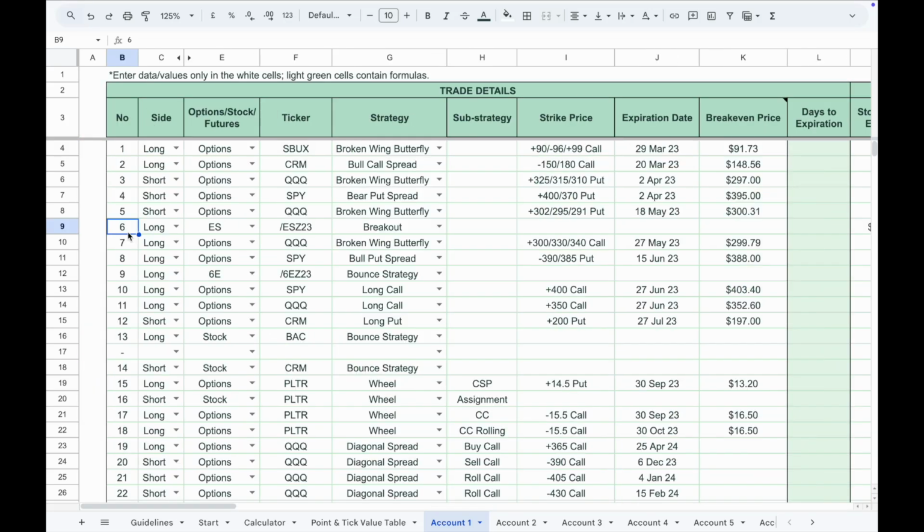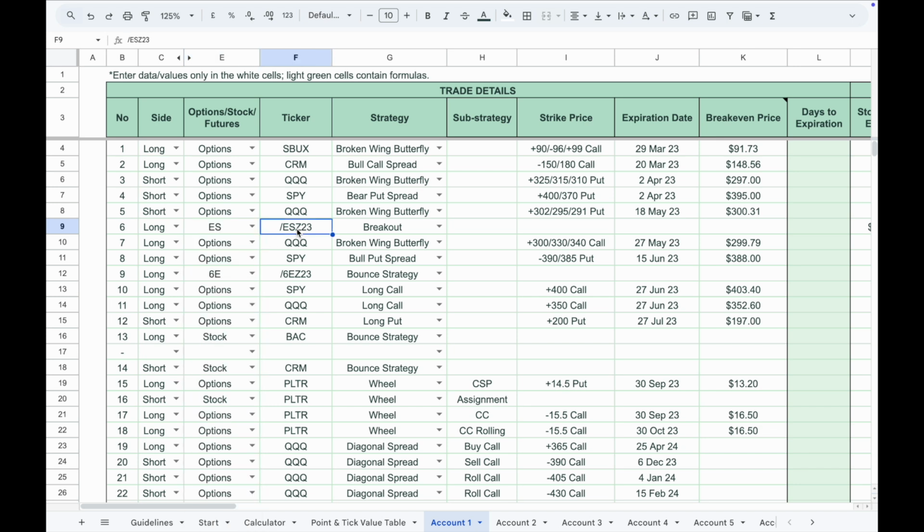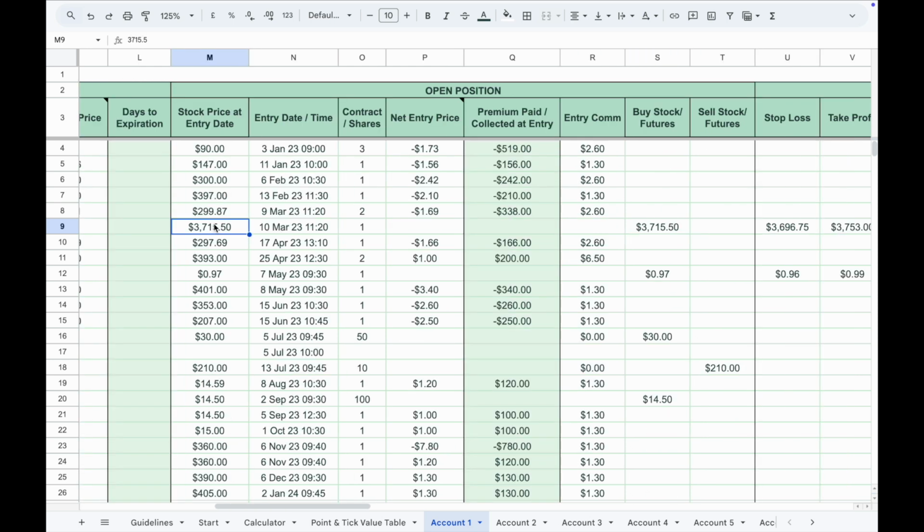For stock and futures trades, start by entering the trade number, trade direction, and the product type, for example, stock or a specific futures product. Input the ticker and select the strategy from the drop-down list. You can skip the column for strike price and expiration date. Under open position, input the entry price, entry date and time, the number of entry positions, and the entry commission. Input the buy or sell price of the stock or futures product as appropriate.